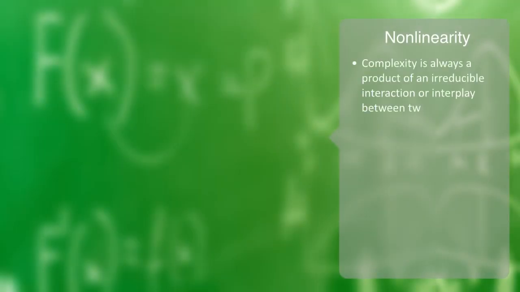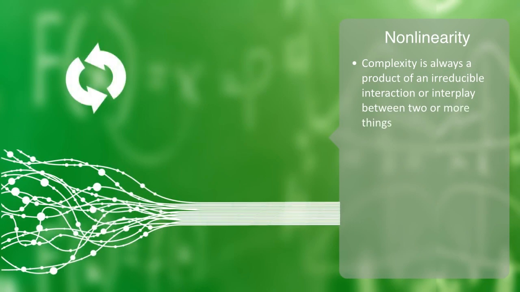Complex systems are by any definition nonlinear. Complexity is always a product of an irreducible interaction or interplay between two or more things. If we can just do away with this core dynamic and interplay, then we simply have a linear system. If the system is homogeneous and everything can be reduced to one level, then it might be a complicated system, but it is certainly not a complex system.